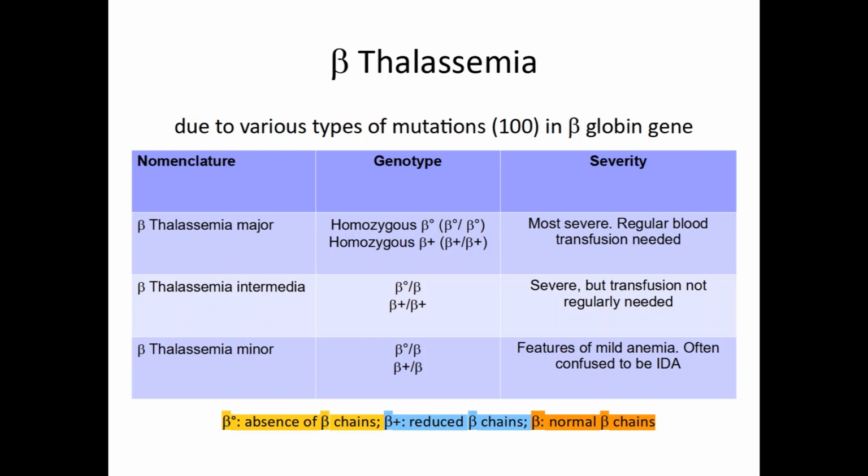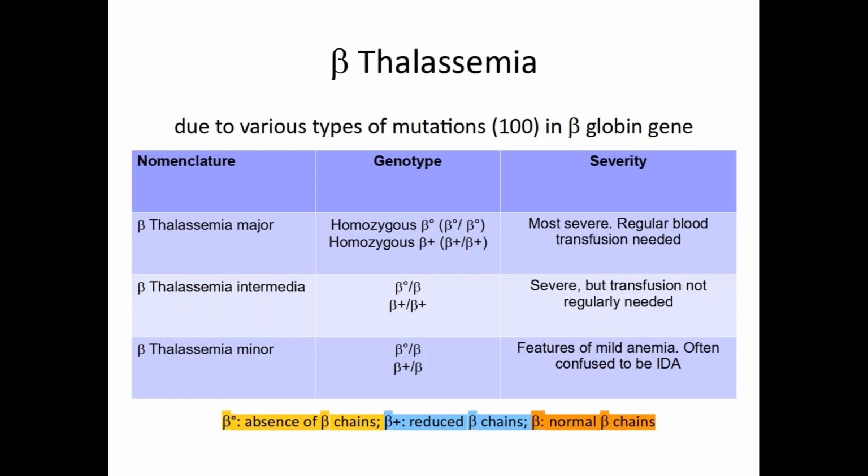This is either heterozygous, with one gene producing normal amounts of beta globin chains and the other not producing beta globin chains at all, or it could be homozygous, with both beta globin genes producing a reduced number of beta globin chains. The disease is fairly severe, but transfusion need not be done as regularly as in beta thalassemia major.